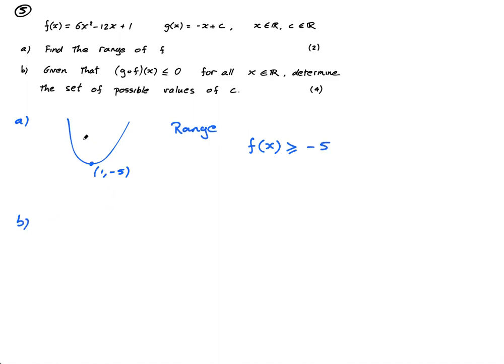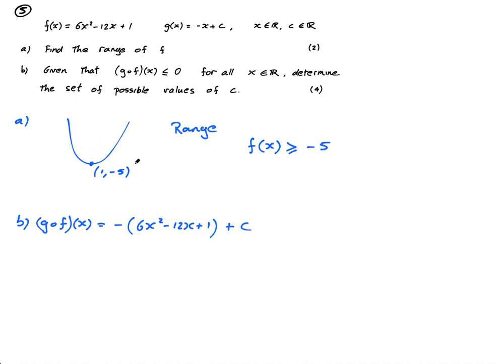Part B. Given that g of f of x is less than or equal to 0 for all x an element of the real numbers, determine the set of possible values of c. Okay, so what they're testing here is a few things, your understanding of composite functions. So g of f of x, let's do that first. That means I'm putting f into g. So it's negative f, which is 6x squared minus 12x plus 1, plus c.